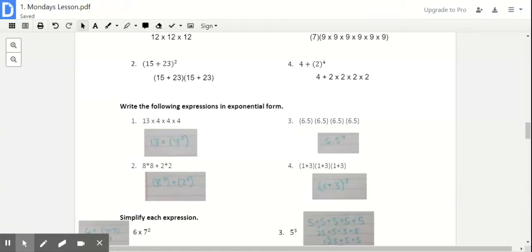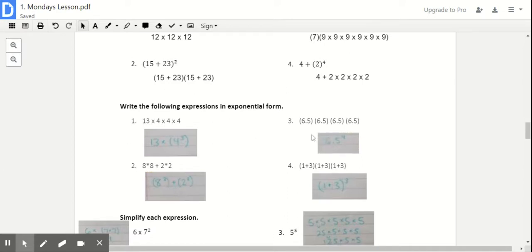For number 2, we have 8 times 8 plus 2 times 2. So we know that 8 is going to be the base and is multiplied by itself 2 times, and then the same for 2. 2 is the base and is multiplied by itself 2 times, so it's 8 to the second power plus 2 to the second power.